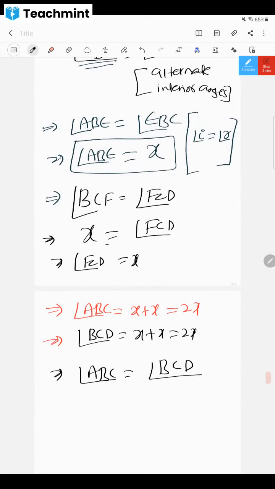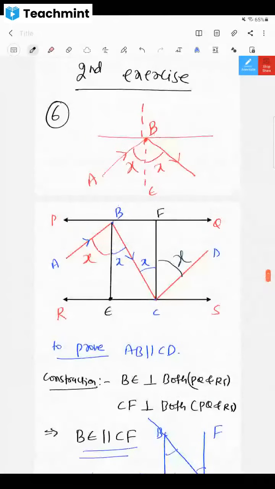Yes, sir. Tell me, dear children. What is the meaning of ABC equal to BCD? Look at this. ABC, this whole angle. Now, can you see that this line, whatever line I am drawing, please be careful. So, this is one line. No, AB is one line or not?